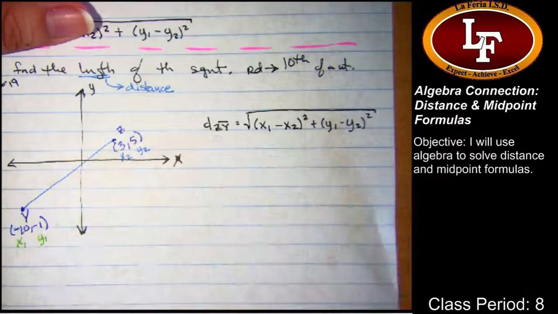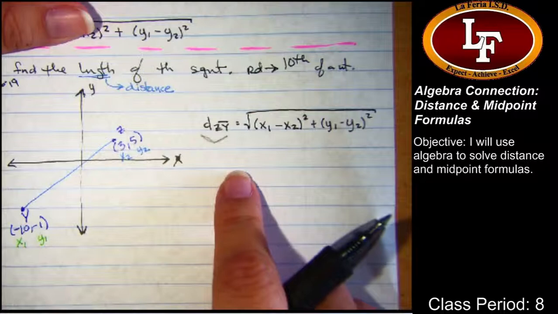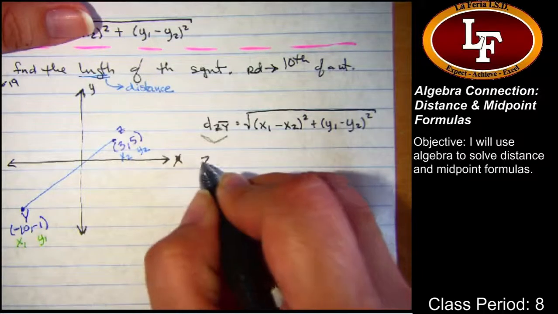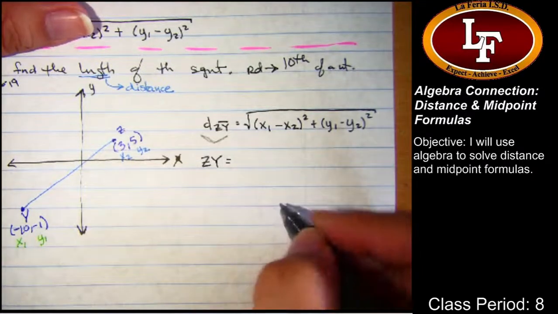Another way to write this, because that looks really weird, that looks like I wrote it all funny. So another way to write this distance of ZY is just to write the letter Z and the letter Y. So there's distance of ZY.